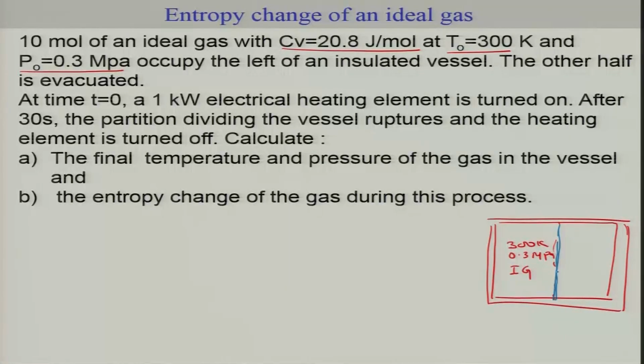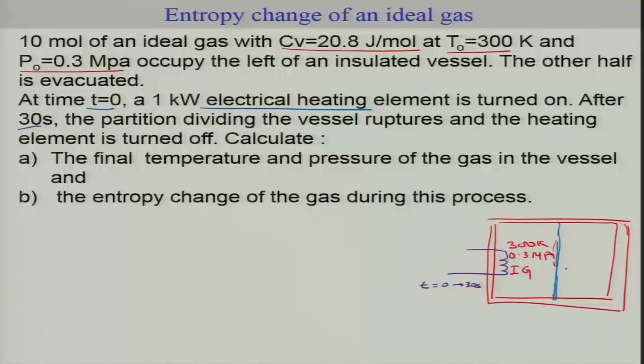Now, at time t equal to 0, a 1 kilowatt electrical heat element is turned on. So, you can consider that you have a heating element which is turned on at t equal to 0 to, let us say, 30 seconds, which is being set here. The partition dividing the vessel ruptures after 30 seconds and the heating element is turned off.